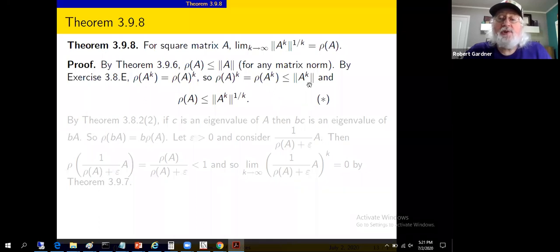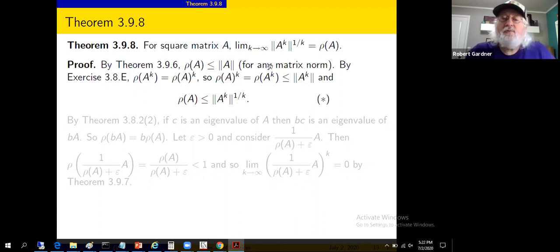Look at this equation, take the kth root of both sides. So the spectral radius of A itself is less than or equal to this, to the 1 over k power. Raise both sides to the 1 over k power. That's an increasing function. It preserves the inequality. So we get the spectral radius of A is less than or equal to the norm of A to the k power, to the 1 over k.